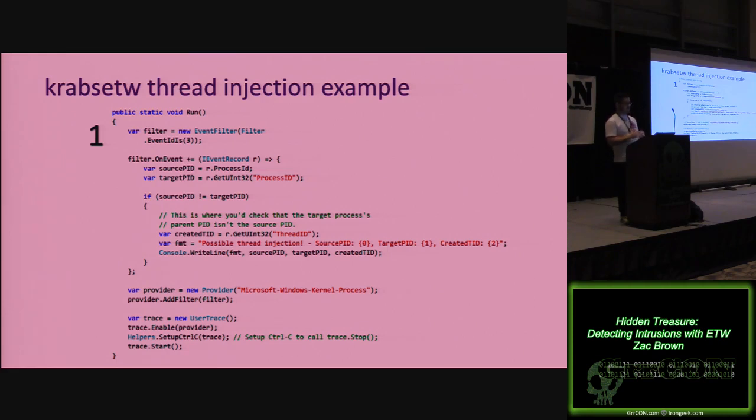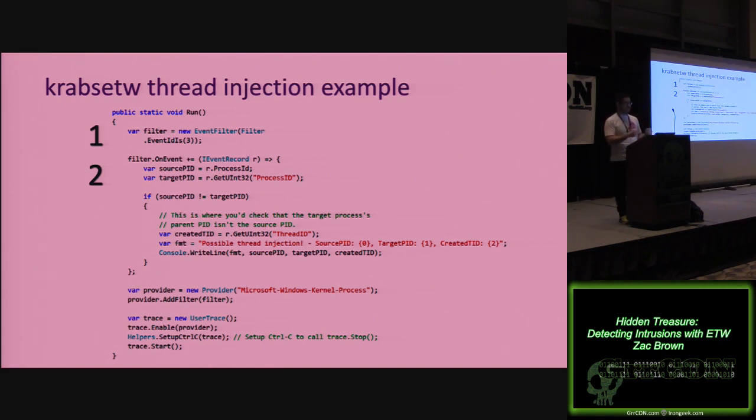At the top, we're going to look for event ID 3. That's creating a thread. Here, this is a little more complex filter handler. We're going to pull out the source PID, pull out the target PID, and then check if the source and target are not the same, right? Because the event that's generated and the API that's used for creating a thread is the same regardless of whether you're creating a thread in your own process or creating a thread in another process. It's the same API.